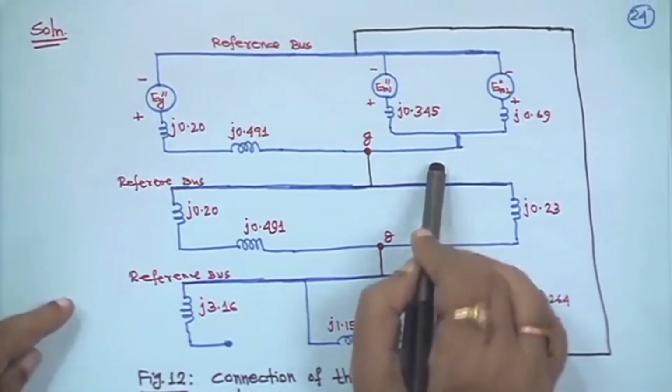In this case, you have to find out the pre-fault voltage, because the fault has occurred on the motor side. Its voltage was 10 kV, which we will see later.